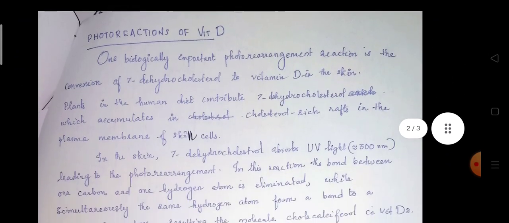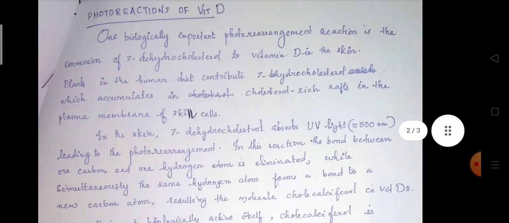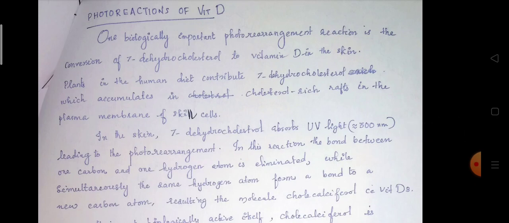We'll go to photoreactions of vitamin D. One biologically important photo rearrangement reaction is conversion of 7-dehydrocholesterol to vitamin D in the skin. This is the compound present in the skin that I mentioned earlier, which gets converted to vitamin D in the presence of sunlight. That is, 7-dehydrocholesterol in presence of sunlight is converted to vitamin D in the skin.